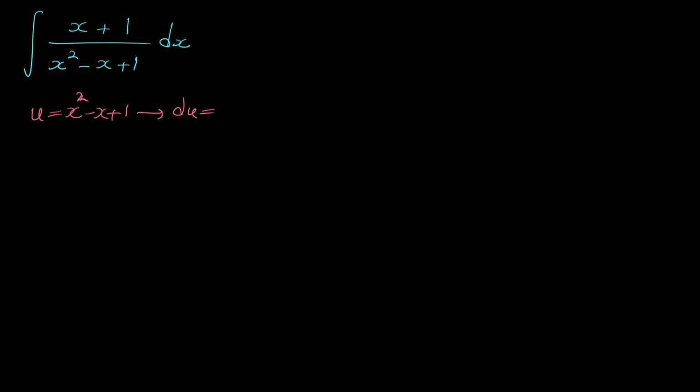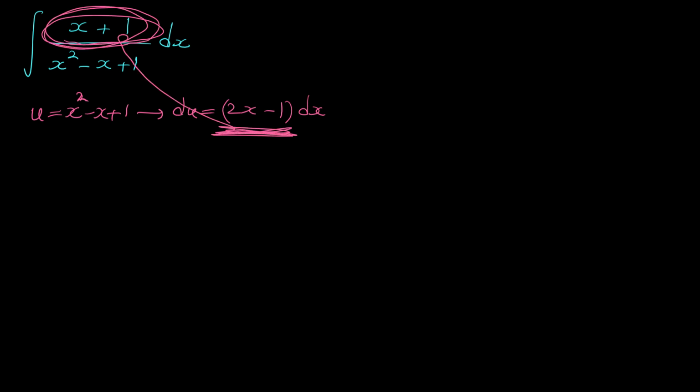du would be 2x minus 1. But we don't have 2x in numerator. We have to do a little algebra here to write numerator in this form. Here you have to apply a little algebraic techniques to be able to write that in the form of 2x minus 1. Let us start. When I look at du, I notice that I need 2x minus 1 in numerator. But I have only 1x in numerator.